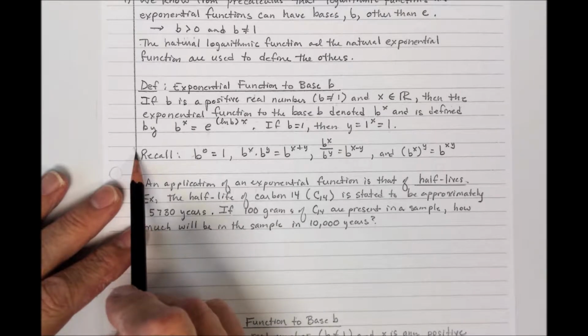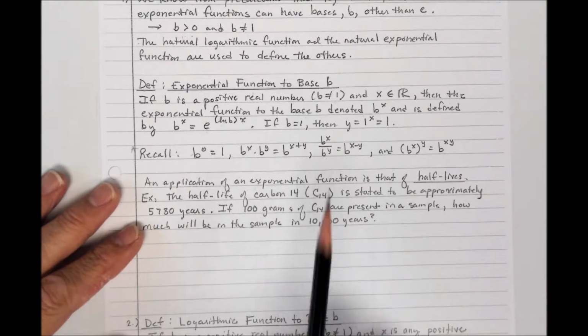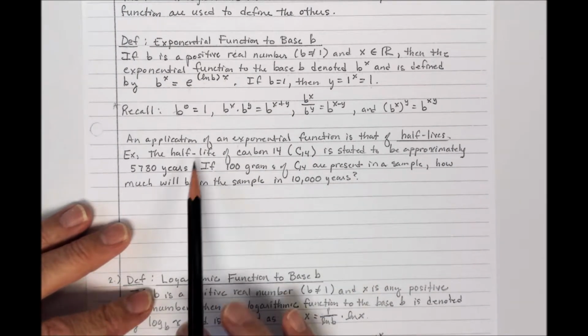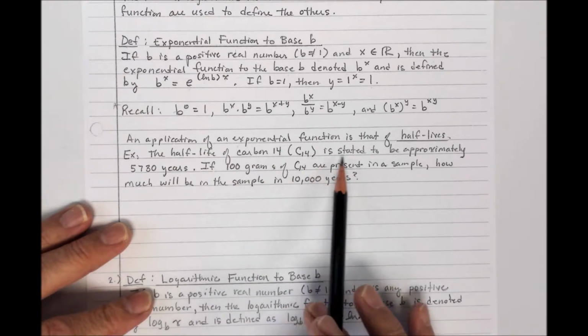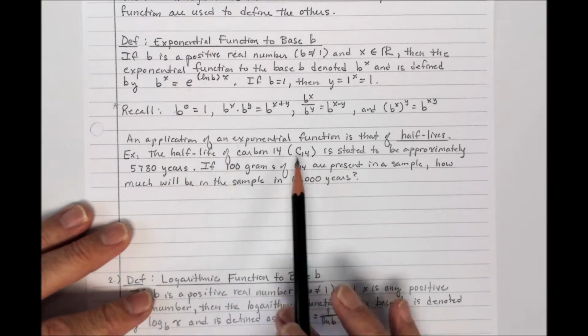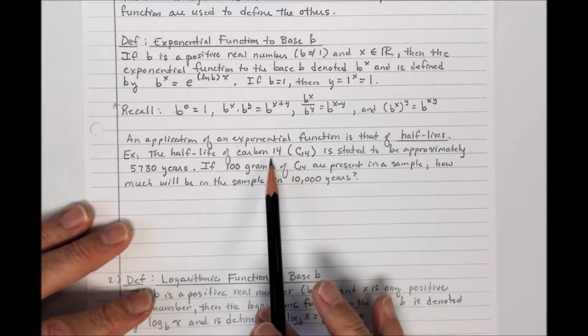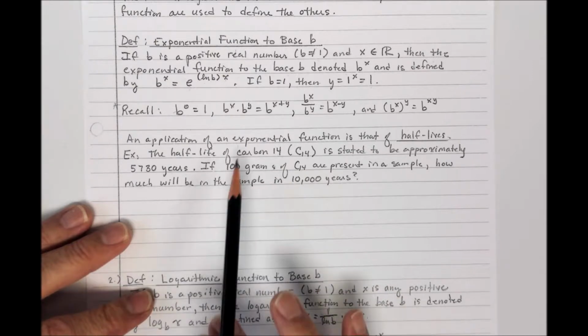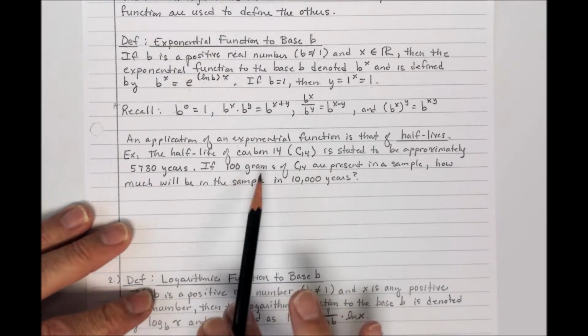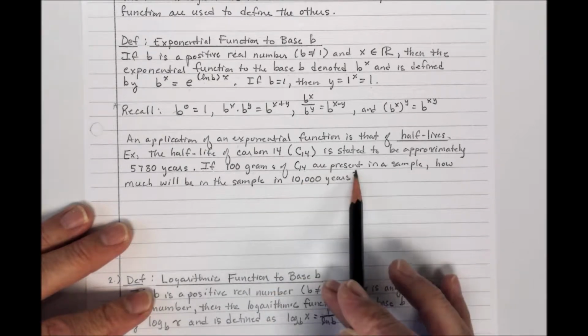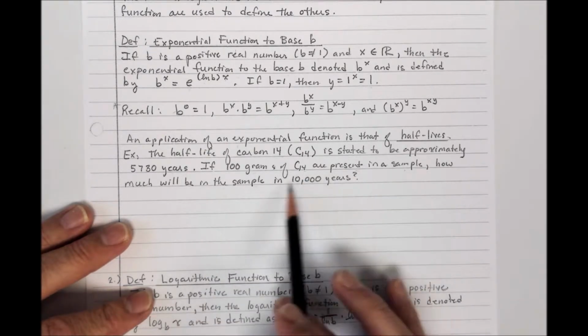So all the properties apply here for exponents, and let's try an example of an application from our pre-calculus days. It says here that the half-life of carbon-14 is stated to be approximately 5,730 years. I believe in the textbook, if you come across an application problem asking about a different type of radioactive material, they have a list of them in section 5.5. If 100 grams of carbon-14 is present in a sample, how much will be in the sample in 10,000 years?